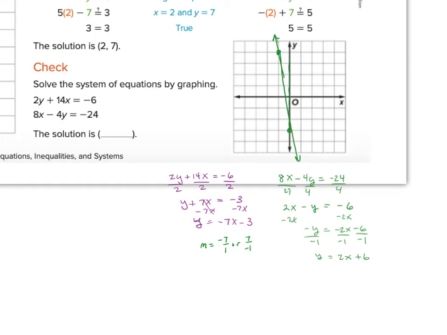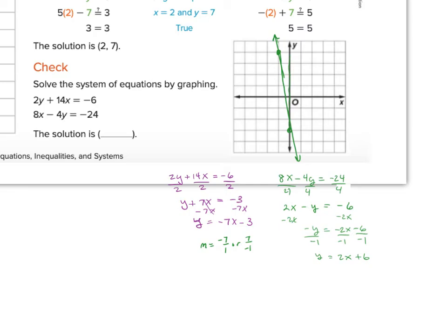And then when I go to work on my other equation, again, I noticed that they were all divisible by 4, so I just went ahead and did that. So I have 2x minus y is equal to -6. Subtracted 2x from both sides to try to isolate my variable. And then I have -y is equal to -2x minus 6. And since I have a negative, I want it to be positive. I just divided everything by -1, and I have y is equal to 2x plus 6.